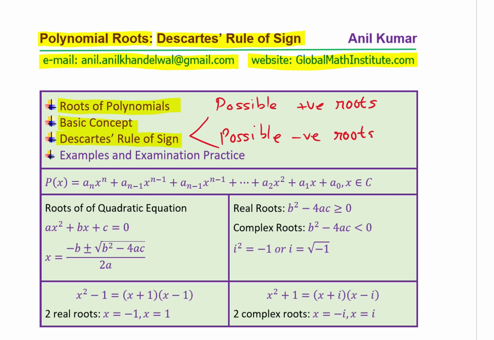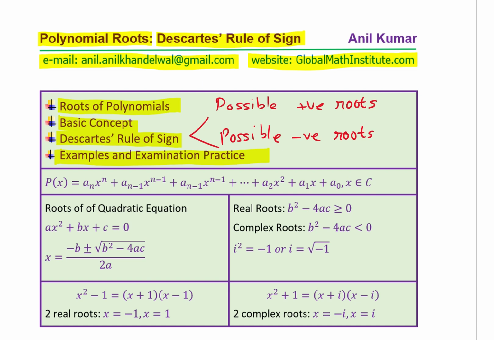This is the most important thing. If you know the number of possible positive and negative roots of any given polynomial, you can cut down your time to find or factor the polynomial very much, by almost one third of the time. Now, to practice, we'll also take some examples, right? So, what is a polynomial after all?